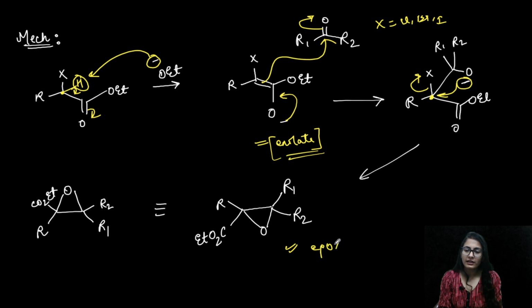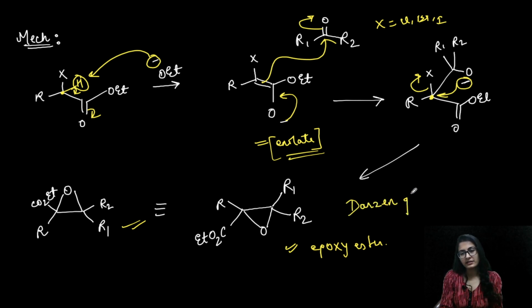You can write the epoxy ester like this, or you can rotate it a little bit and write it like this also. Both of them are correct representations. So this is the whole Darzin glycidic ester condensation. Alright, this is how the reaction is going to happen.